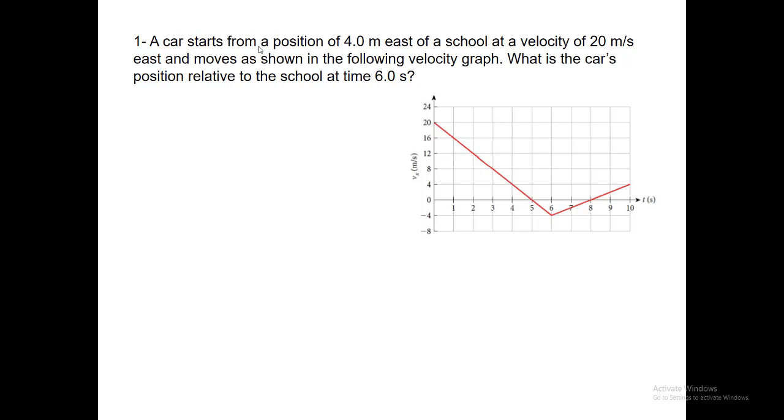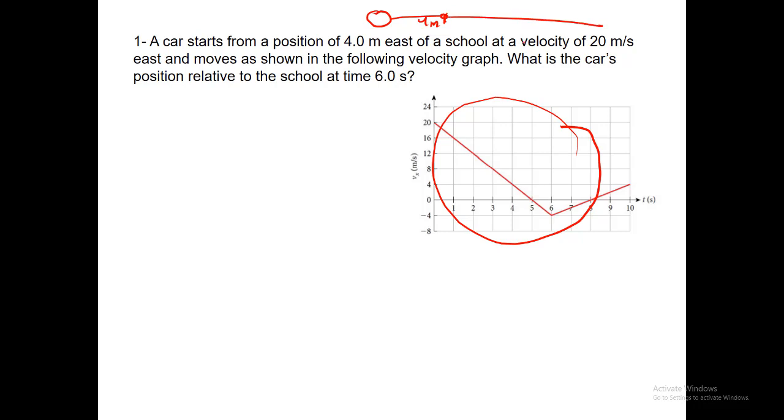A car starts from a position of 4 meters east of the school. So this graph starts after the car moved 4 meters. So afterward, we have to add this 4 meters. That means this is the school, for example, 4 meters, and we started recording the motion of this car from here. And that would be the recorded value of the motion after it moved 4 meters.